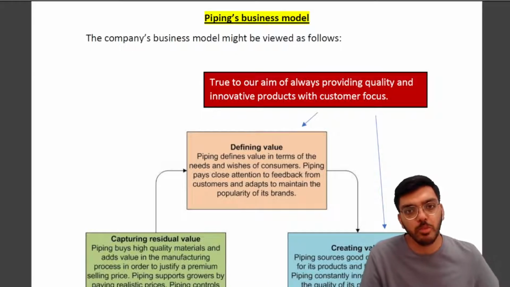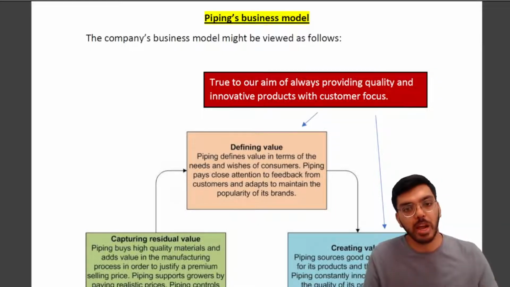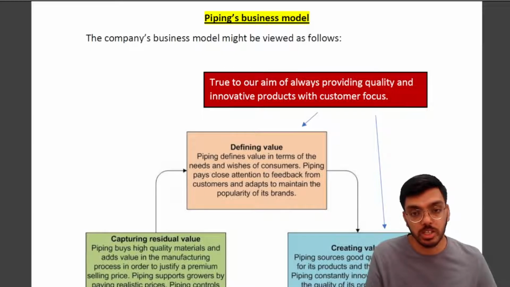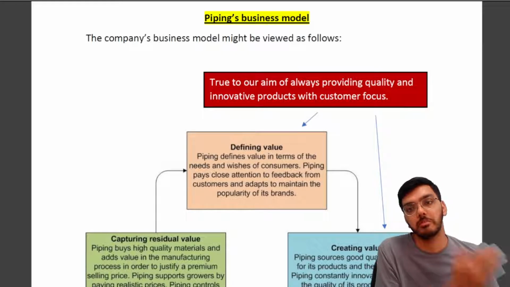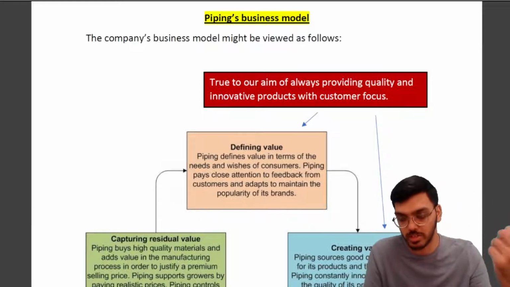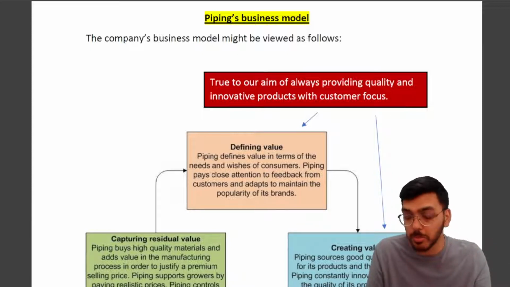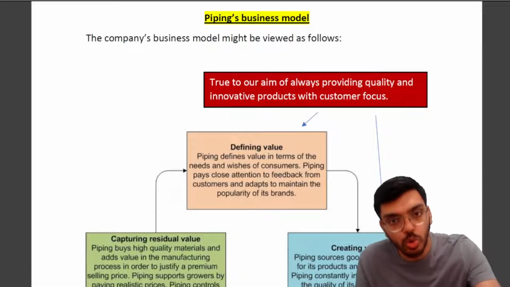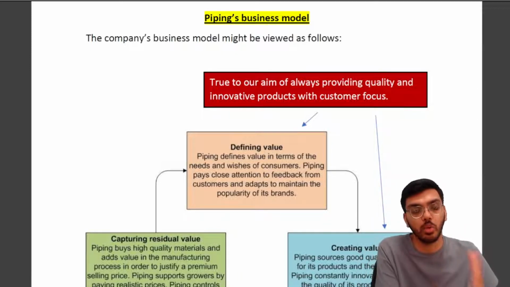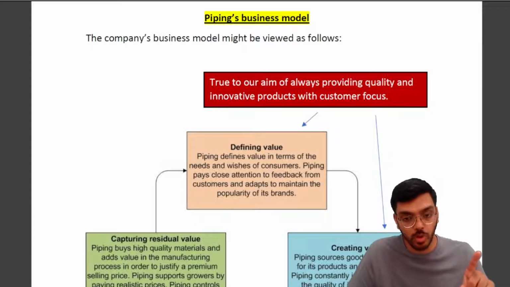Now, the company's business model might be viewed as follows. First, how does any company define value? Piping defines value in terms of the needs and wishes of the customers. See what they want, give them what they want by looking at their preferences, like we did for those strong teas. Remember, we saw a gap in the market, a need in the market, and we fulfilled it. It became a popular product. So, true to our aim of always being a quality producer and innovative producer with customer focus.